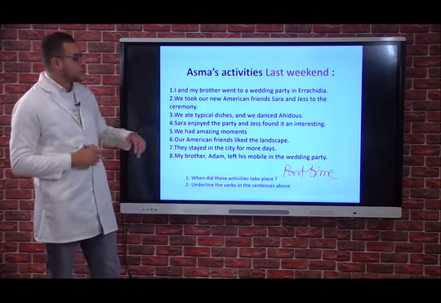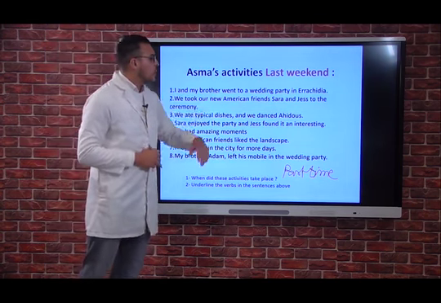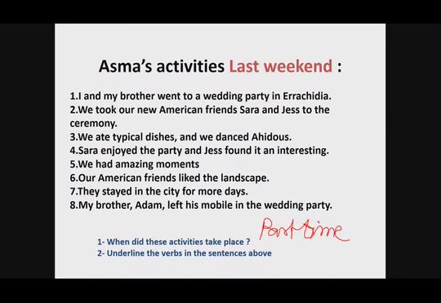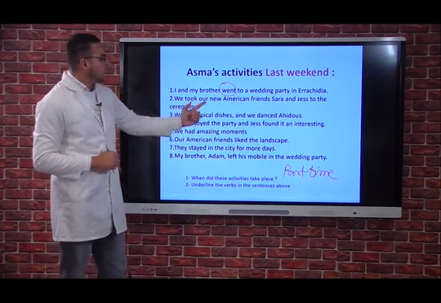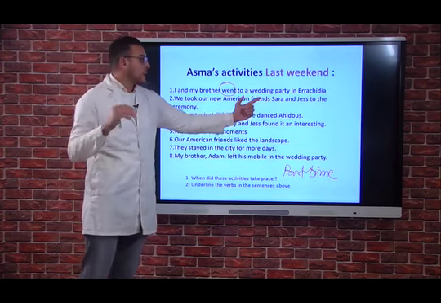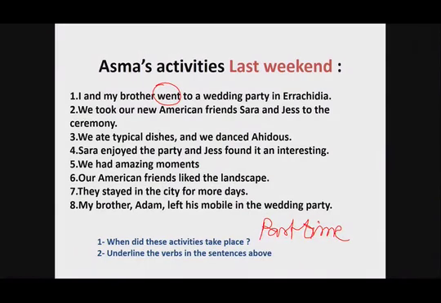I'm going to start with the first one. She said, I and my brother went to a wedding party in Rashidia. So what is the verb in here? That's it. The verb is the verb to go in the simple past, and we say went. 2, we took our new American friends, Sarah and Jess, to the ceremony. And we say the verb is to take, which takes the form of took in the simple past.